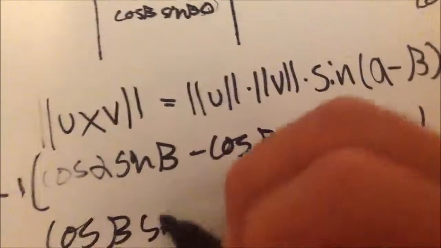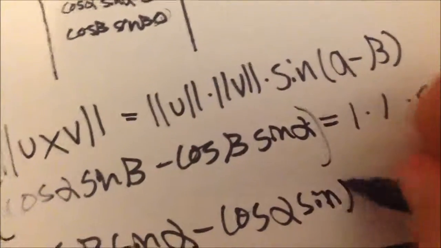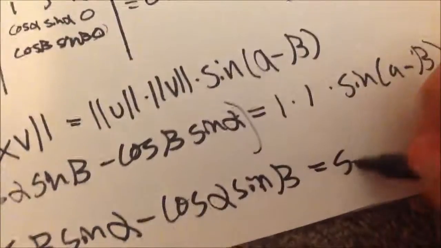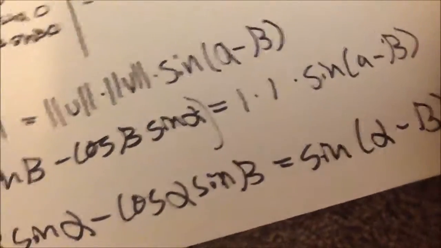and get our identity up here, which is cosine of B sine A minus cosine A sine B equals sine A minus B. Boom!